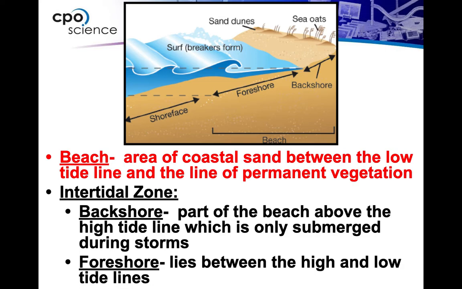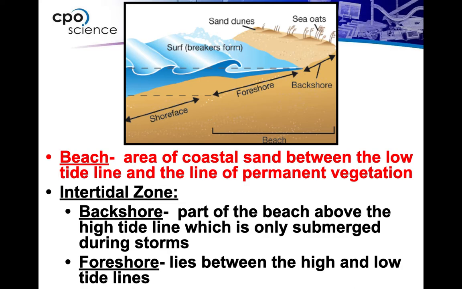The backshore is the part of the beach above the high tide, which is only submerged during storms. So the backshore would be a safe place if you're setting up camp for the day, unless a storm is coming. If a storm is coming, then the water is going to come up there. But in the backshore, the water only goes there when it's stormy out.